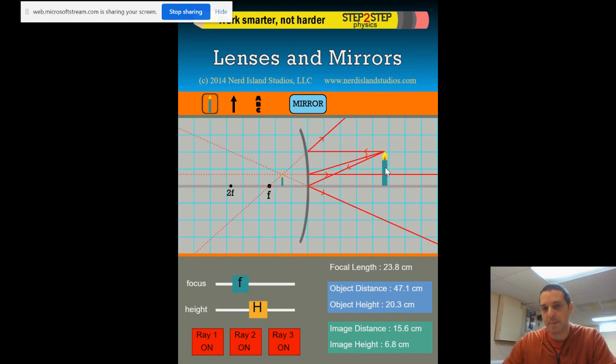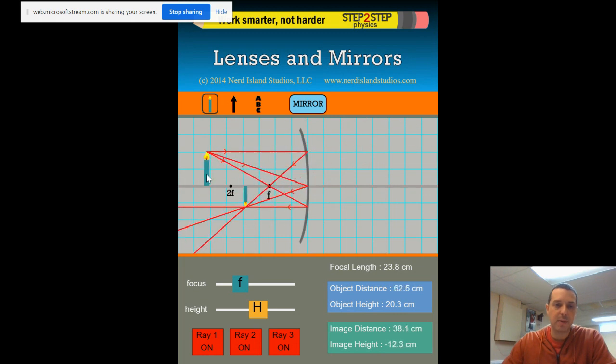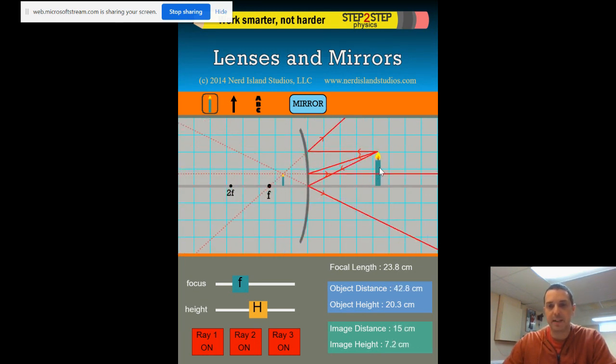We talked about virtual images. While you're playing with this, you can look at concave mirrors by staying on the left and convex mirrors by staying on the right. So go ahead, try that, and then we'll come back together and finish up this packet.